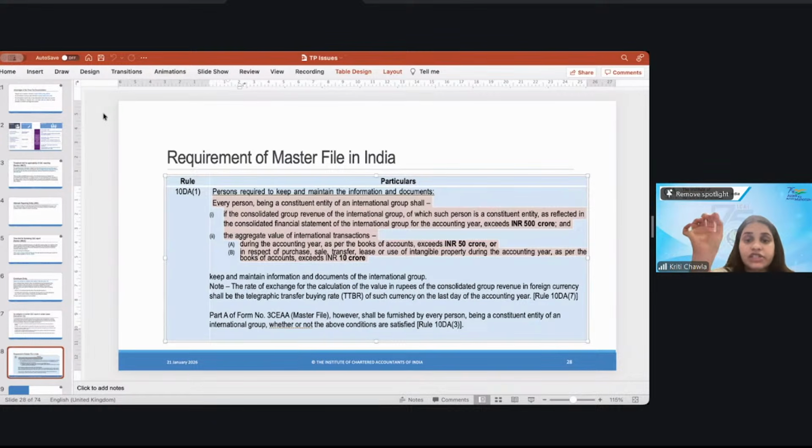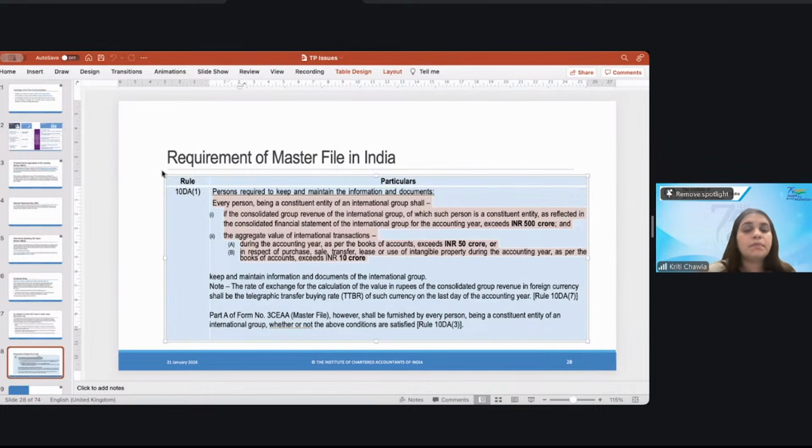Then the next condition is that if you read through the international transactions, the aggregate value is 50 crore. Or if the aggregate value of international transactions is not 50 crore, you should have intangible transactions that exceed 10 crore. So either 50 crore or 10 crore, either can be satisfied, but 500 crore should be satisfied for sure.